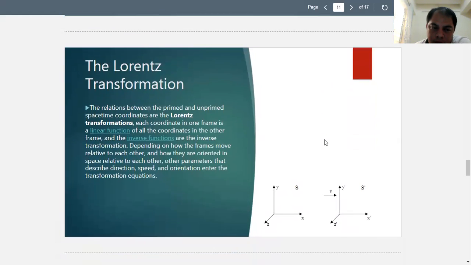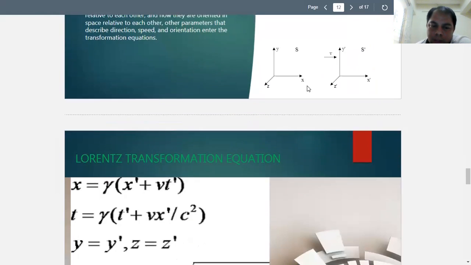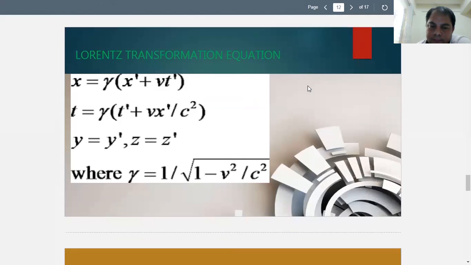Now the Lorentz transformation: the relations between the primed and unprimed space-time coordinates are Lorentz transformations. Each coordinate in one frame is a linear function of all the coordinates in the other frame. So again, Lorentz was the one who tried to explain the work of Albert Einstein, maybe because of his equation on special relativity.